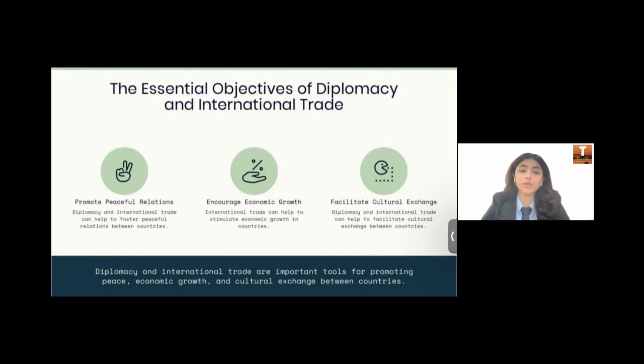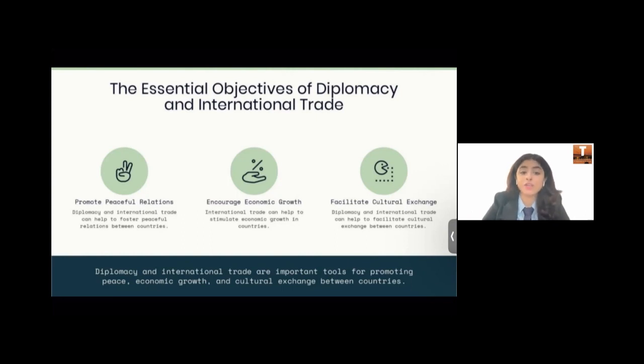Number six, contributing to sustainable development. We have all heard about sustainable development, the SDG goals, right? We all are aware of that. So diplomacy and international trade can contribute to sustainable development. Diplomatic efforts can focus on addressing global challenges such as climate change, environmental protection, and social issues. International trade can support sustainable practices by promoting environmentally friendly technologies, responsible supply chain management, and adherence to labor standards.